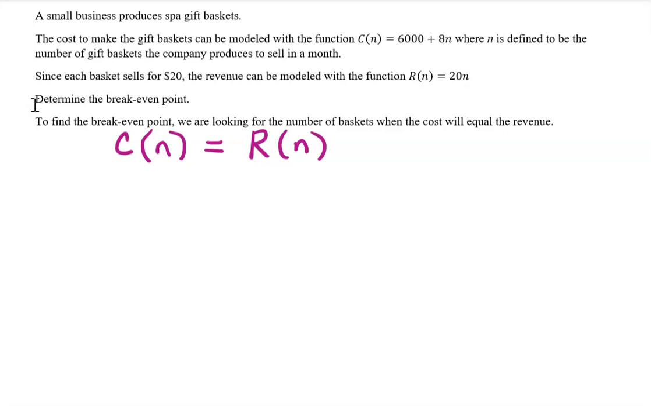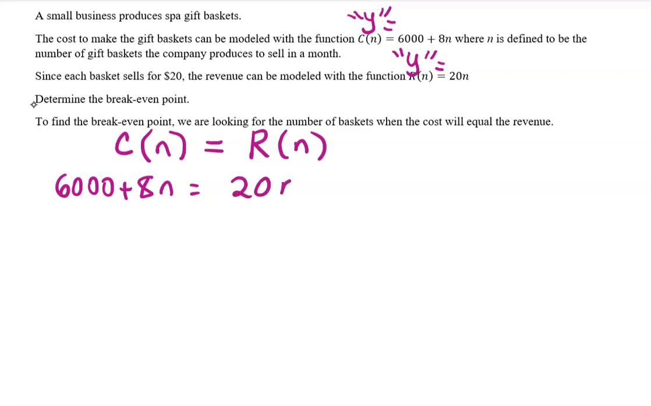And mathematically, we want to remember that C of n is like our y equals, and R of n is like another equation that's y equals, but we're using function notation. So if we take C of n and set it equal to R of n, what we are doing is solving a system of equations algebraically using substitution. So C of n is 6,000 plus 8n, while R of n is 20n. We want to solve this equation for n.